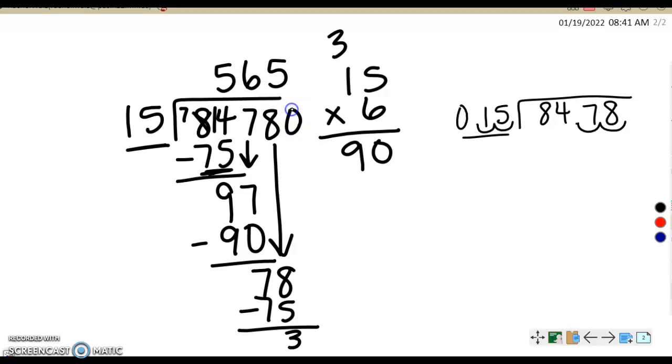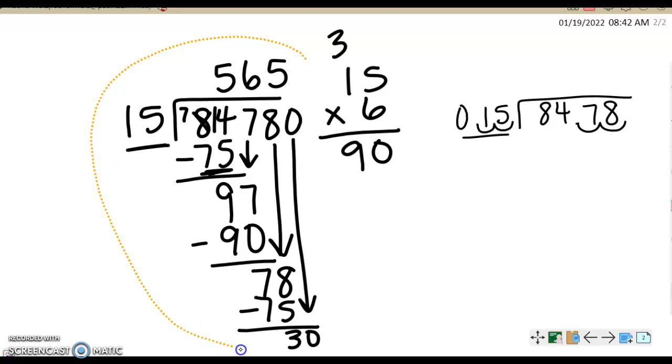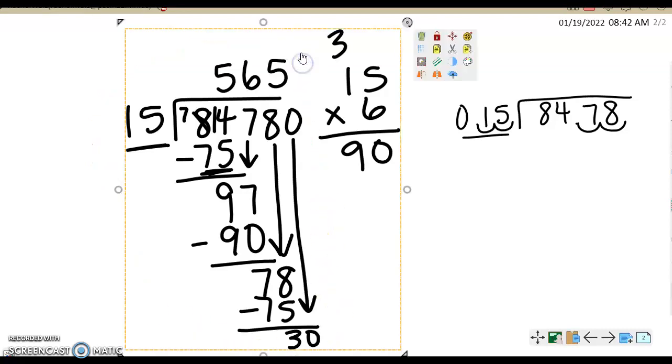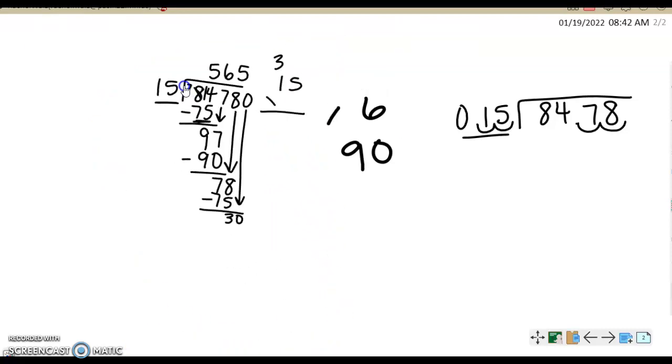So we add a 0 to our number, we bring it down. Oops, running out of room there, that's okay. I'll move it here. A little smaller. Ooh, that was weird.